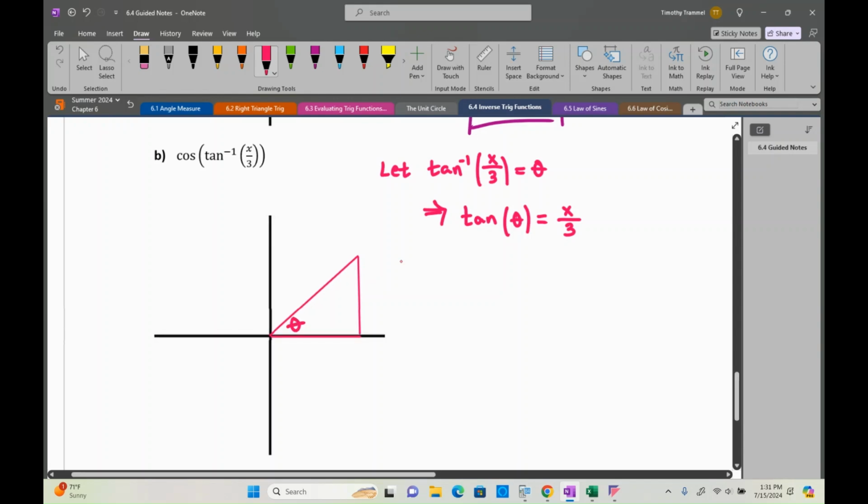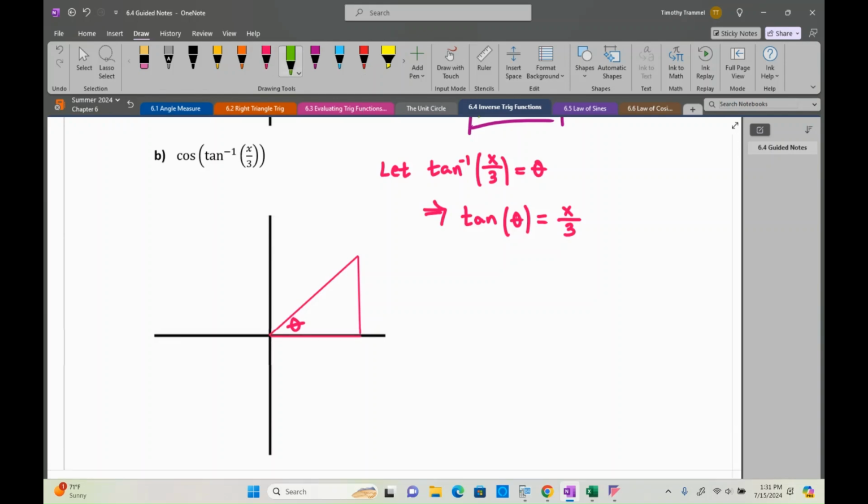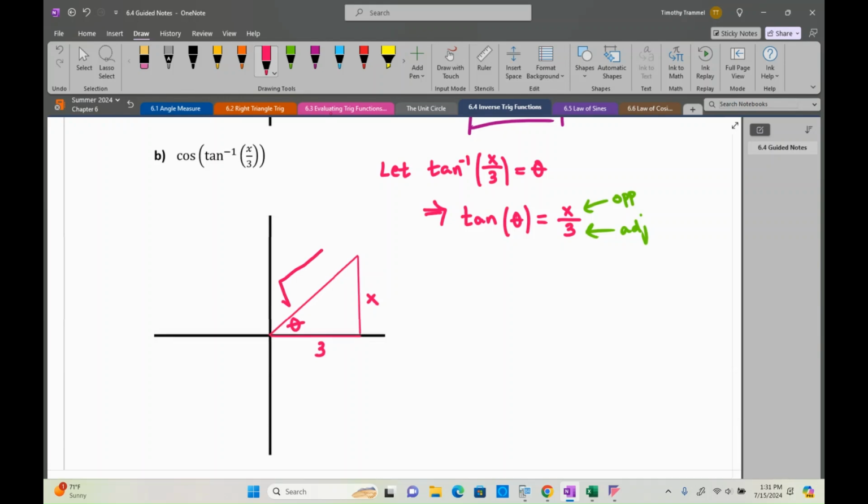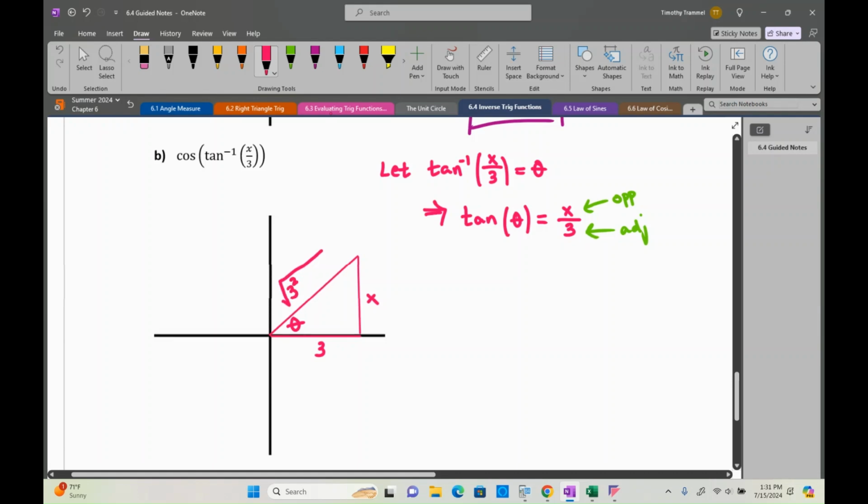This will be our angle theta and our reference angle. Let's write down what tangent is here again. Tangent is what? Opposite over adjacent. Okay. So my opposite side is x, my adjacent side is 3, and then the hypotenuse should just be the two legs squared and added together, and then you take the square root of that. So in other words, I'm just saying 3 squared plus x squared here.